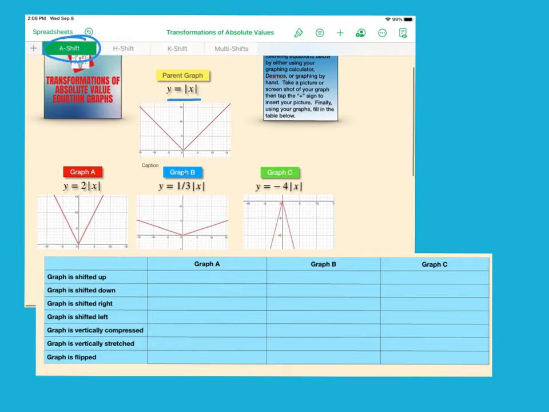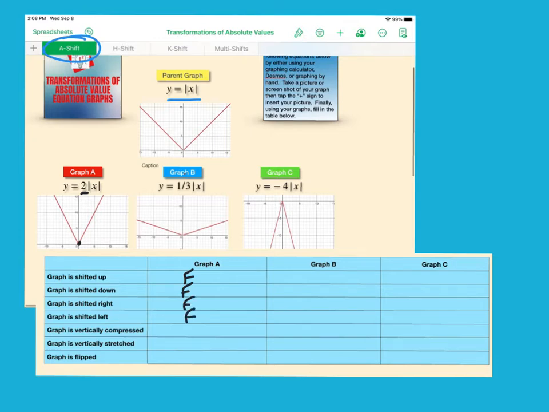So let's start with graph A. We can see that it's no different than the parent graph, as far as the equation goes, other than this 2 out front. Okay, and what did that 2 cause this graph to do? Did it shift up? Meaning, did it move up or down physically? Like, did the origin change going up or down? No, it did not. So this was a false. Did it shift down? No, it stayed the exact same place. It's still the origin.